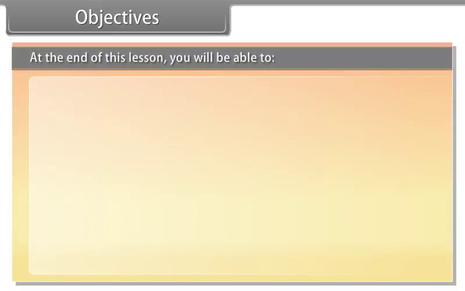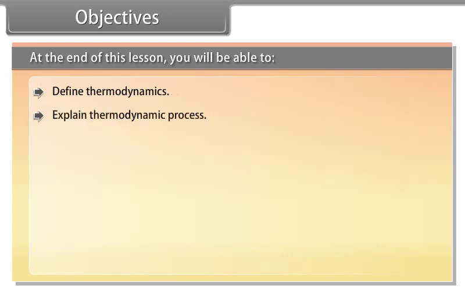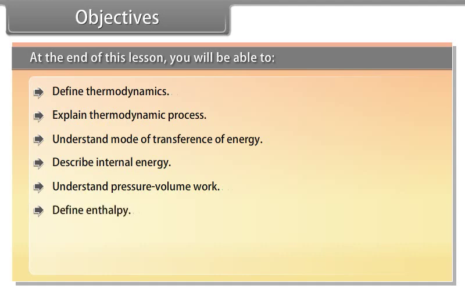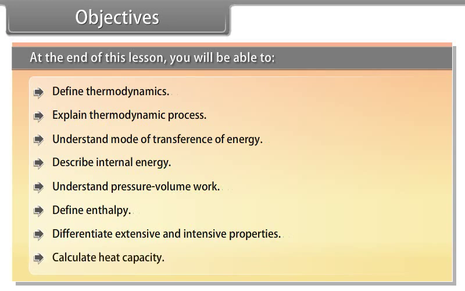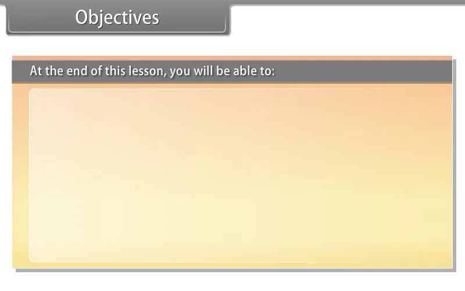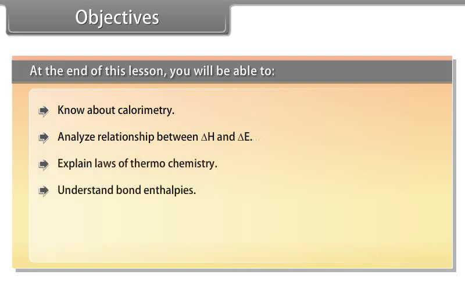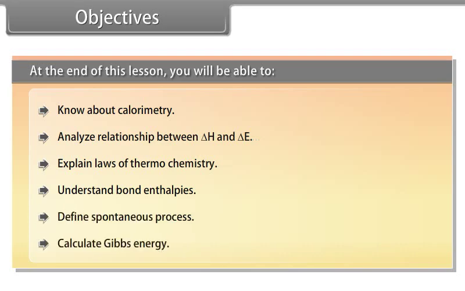Objectives. At the end of this lesson, you'll be able to define thermodynamics, explain thermodynamic process, understand mode of transference of energy, describe internal energy, understand pressure-volume work, define enthalpy, differentiate extensive and intensive properties, calculate heat capacity, know about calorimetry, analyze relationship between delta H and delta E, explain laws of thermochemistry, understand bond enthalpies, define spontaneous process, calculate Gibbs energy.